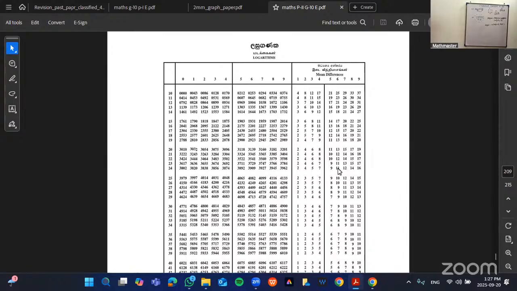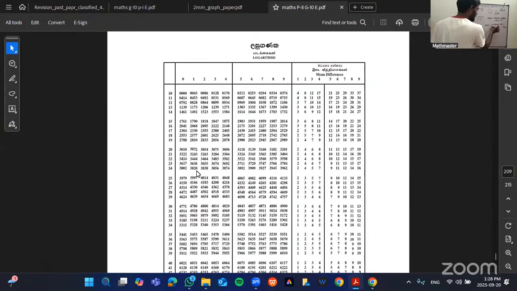So you have to add this 11 with this 3820. So when you add 3820 and 11, it becomes 3833, right? So it should be 3833. 1.3833 should be the answer for this log, right? Minus 1.3833.